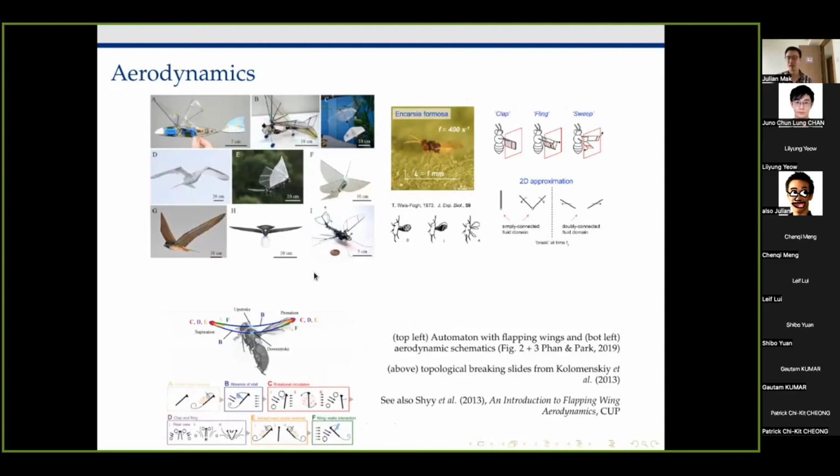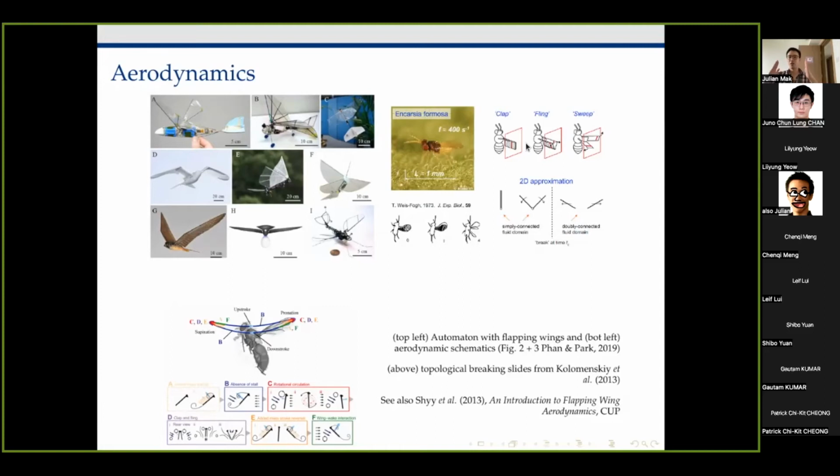Also, if you're interested in understanding how insects fly, it turns out that one of the most important things is the role of the vortices in these cases. In certain cases, we can actually solve this. A particular example is called a topological vortex. It's topology breaking, which leads to vortex generation.